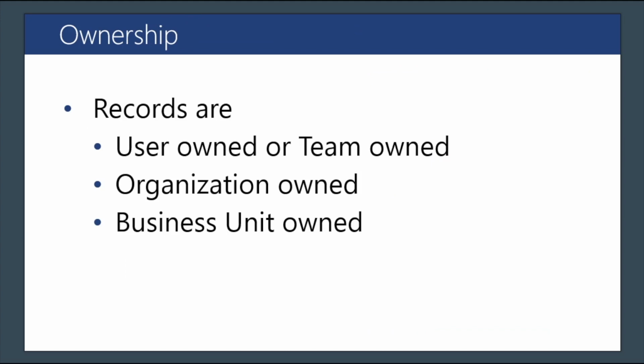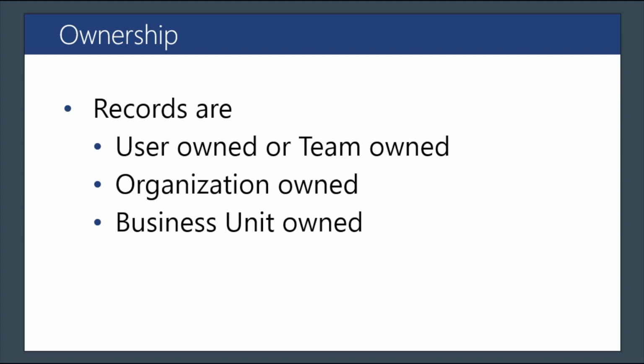So now we're going to talk a little bit about ownership types that are available within the system and how those can be leveraged, as well as teams. So records within the system can be user-owned or team-owned. They can be organization-owned, and there's also some special system-created record types that are business unit-owned.